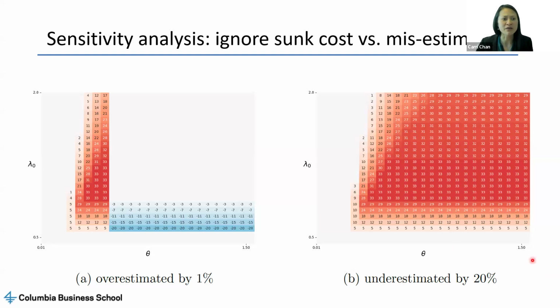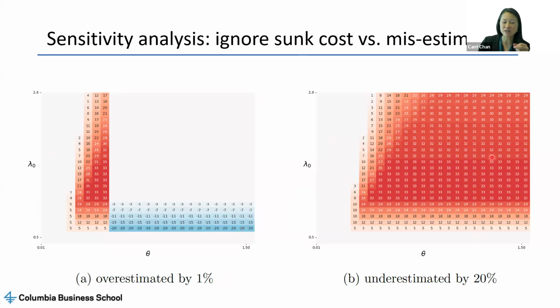And so on the left is if you are overestimating the theta parameter. On the right is if you're underestimating the theta parameter. And you can see the amount of leeway we give is quite different between the two of these. So let me just interpret what's happening here. In blue, the blue is saying that optimizing over the wrong estimate, the misestimated theta, is actually performing worse than ignoring the sunk cost. The red is saying it's performing better than ignoring the sunk cost.